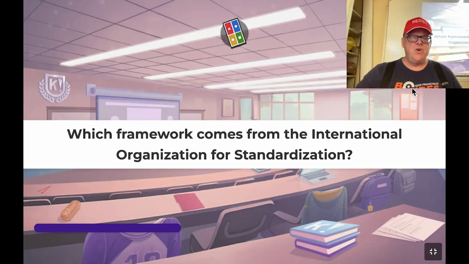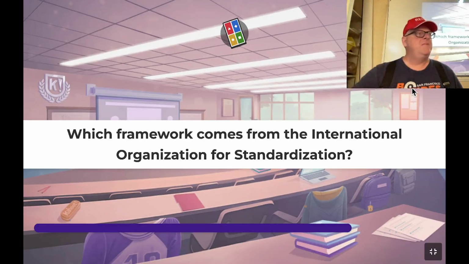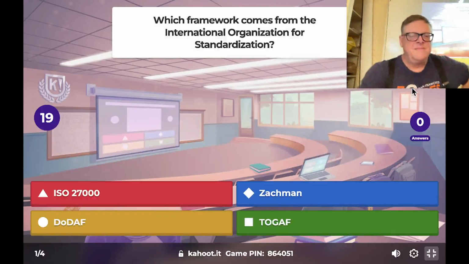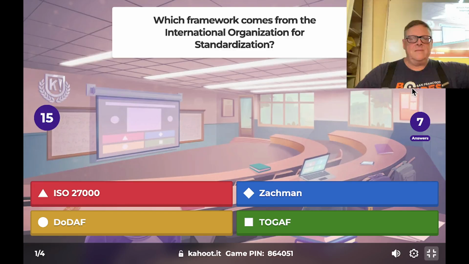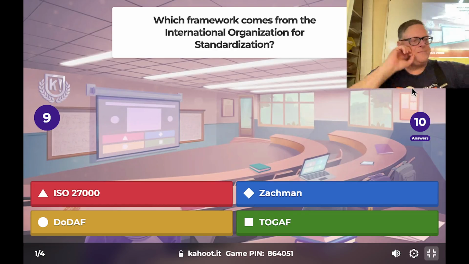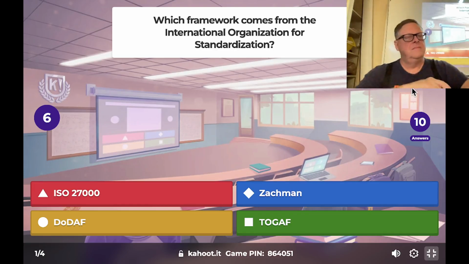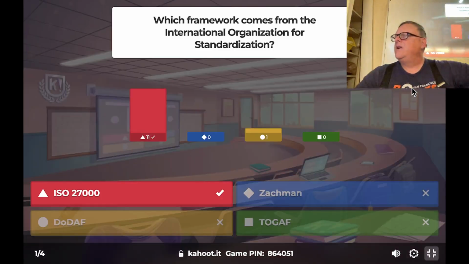All right, so which framework comes from the international organization? Oh, QR code. Okay, I didn't know there was one. Anyway, that's it, ISO 27000. That's the big international one.